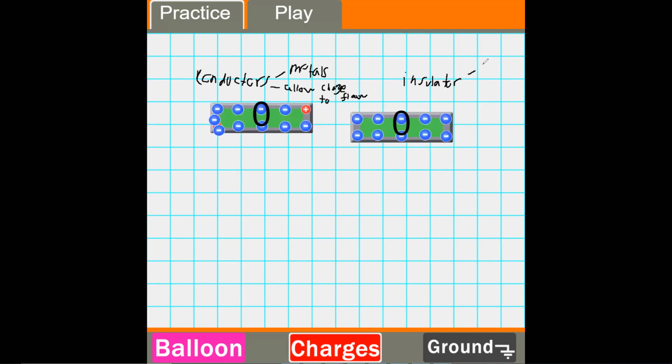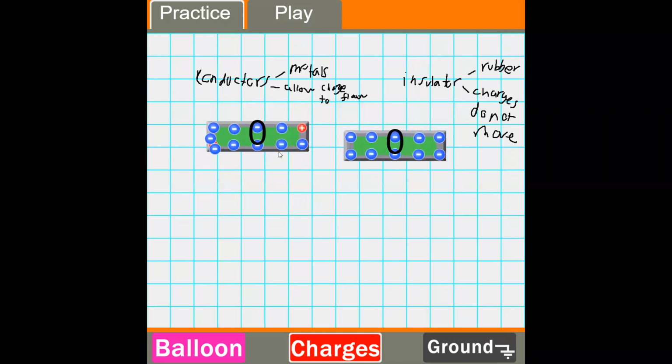The balloon right here is made out of rubber, so it's going to be an insulator. It does not allow charges to flow, so it kind of clings onto them. Charges do not flow very freely. Whenever I bring in the balloon, you'll see that the charges just stay there and do not move at all. I'll keep this on here for a little bit. So nothing's going to happen between them right now.